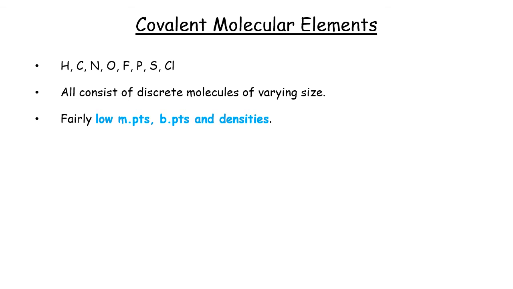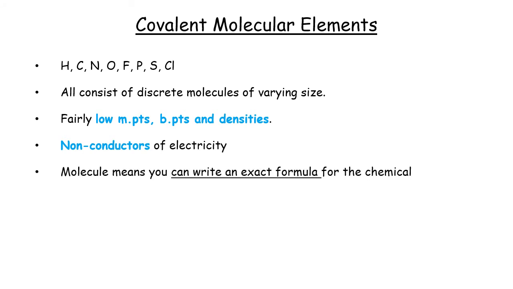Now, covalent molecules have low melting and boiling points, and they have low densities. So even if they're solids, they do tend to float on water. They do not conduct electricity. And as I said, the fact that they're molecules means that you can write an exact formula with an exact number of atoms in it for each of these.